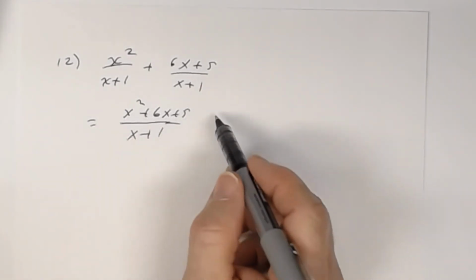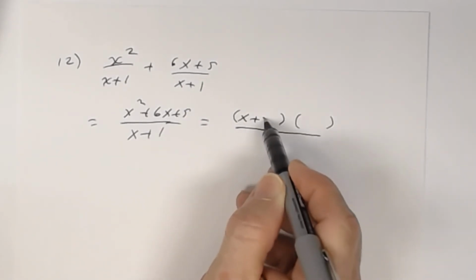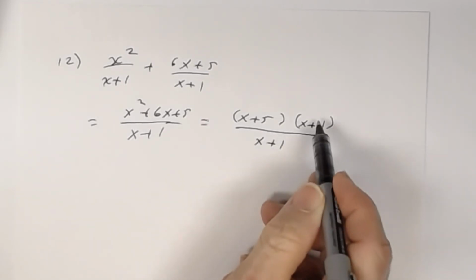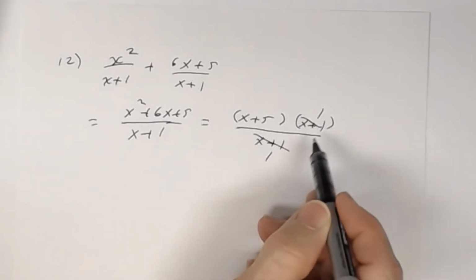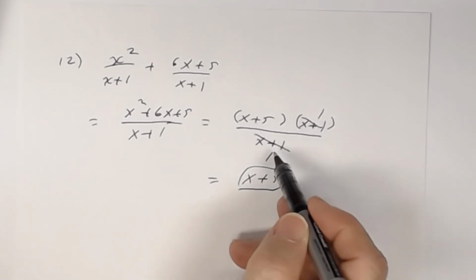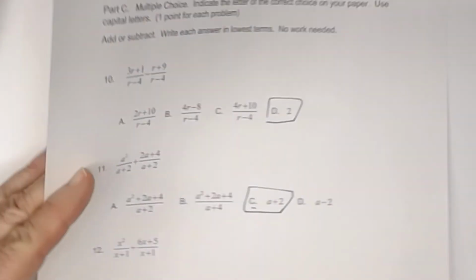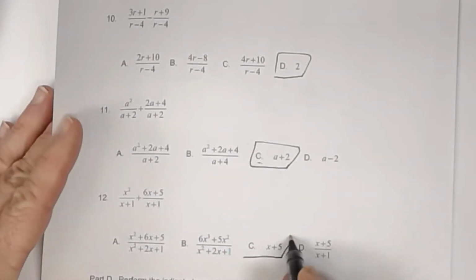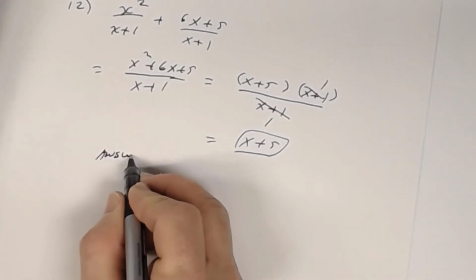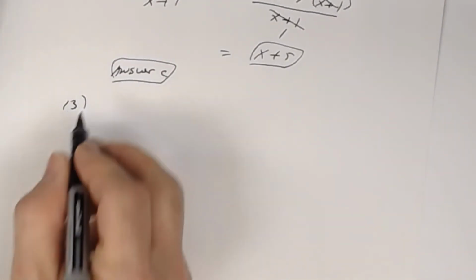In this case, I can factor the numerator as x plus 5 times x plus 1. The denominator is x plus 1, and now notice I can reduce. So you go ahead and reduce, and the answer is just x plus 5. X plus 5 times 1 is x plus 5. X plus 5 divided by 1 is x plus 5. So that would be choice C also. So number 12, the answer is C. All right, 13, let's look at 13.